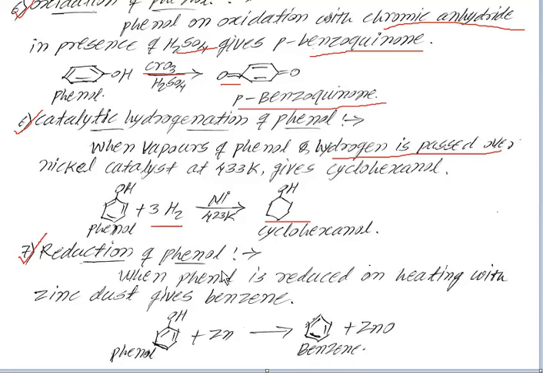The next reaction is reduction of phenol. Reduction is also the addition of hydrogen atoms. When phenol is reduced, on heating with zinc dust it gives benzene. See here, phenol when reduced with zinc on heating gives benzene.